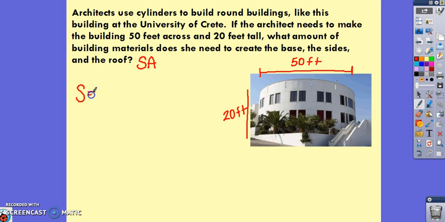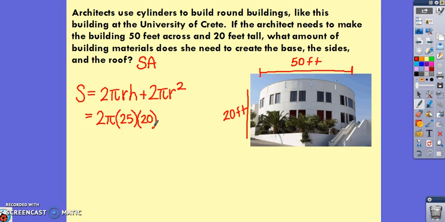So our surface area formula, 2 pi r's are happy plus 2 pi r's are squared. 2 pi radius. The radius is 25. Tricky, because they told me the width was 50. That's technically the diameter. The height of the building is 20. So my radius again is 25. This formula is just so easy to use. As long as you can figure out the radius and the height, you just plug those in.